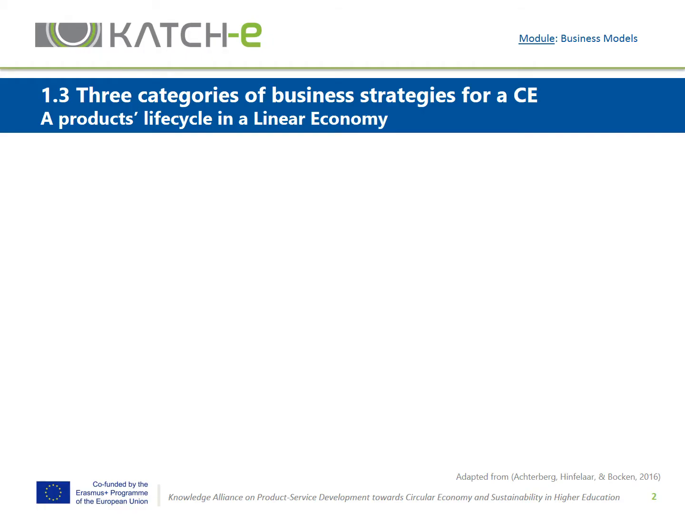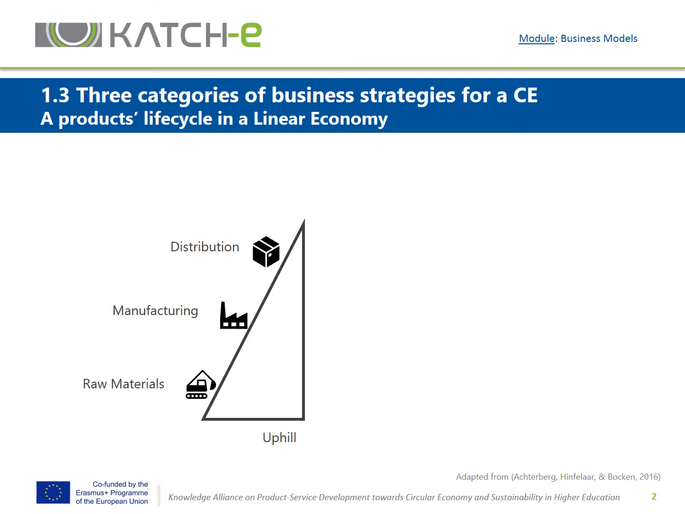So what is the main difference between a linear and a circular business model? To answer this question, it is useful to look at the life cycle of products. By extracting resources from the earth, refining them further within the manufacturing process, assembling them into products, and distributing and selling them to consumers, value is added every step of the way. At the point of sale, value is at its highest.